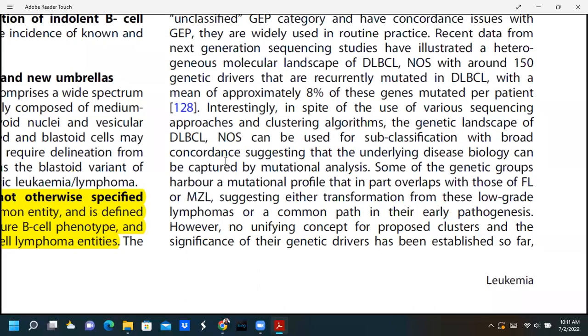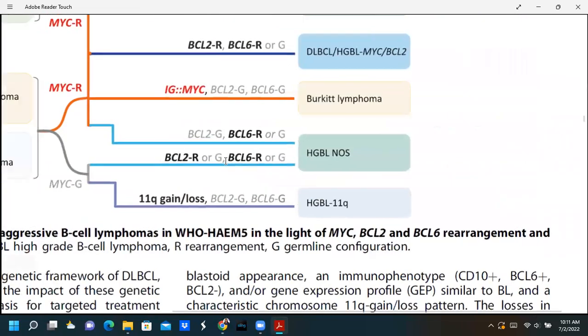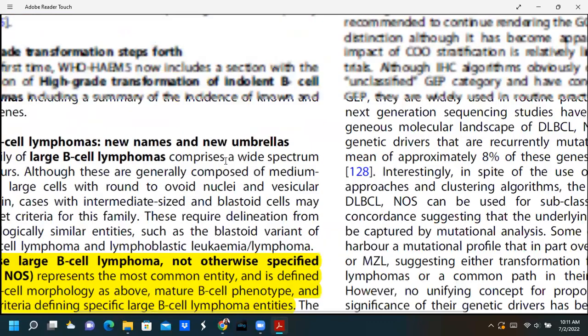However, no unifying concept was proposed for clusters, and the significance of their genetic drivers has not been established so far.